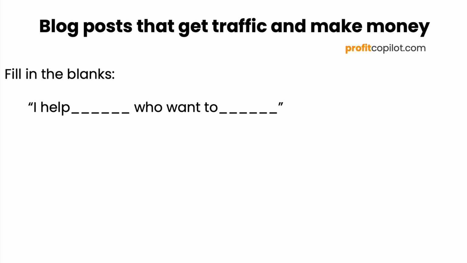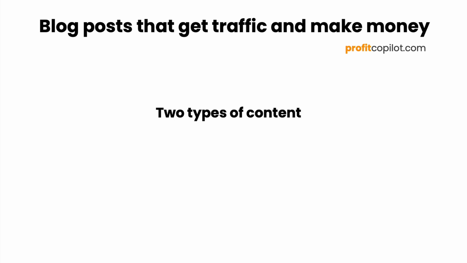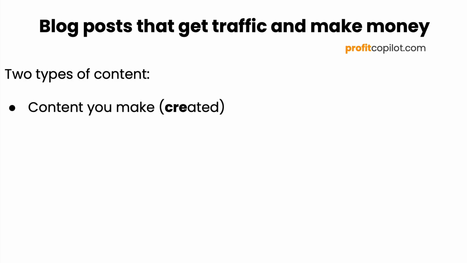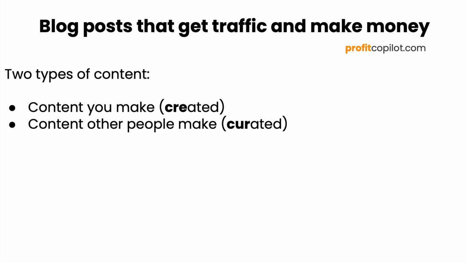So once you know that, we can then start thinking about the types of content that we're going to make. So I'm going to show you two types of content. The first one is content that you make. So this is created content. It's original content that comes from you or someone in your team. The second type is content that other people make. So this is curated content. So it's content that already exists on the internet, and we take small portions of it and then repurpose it into content for our websites. I'll show you how to do that later on.